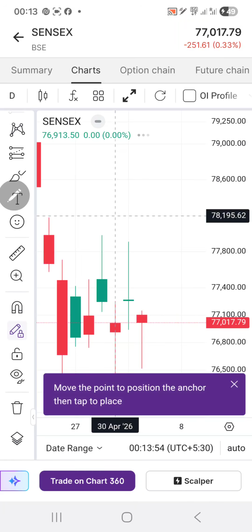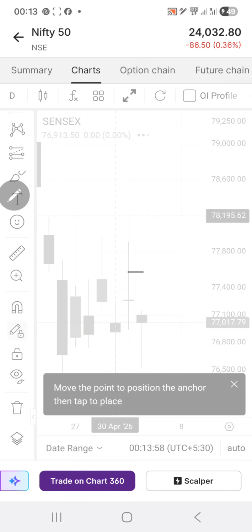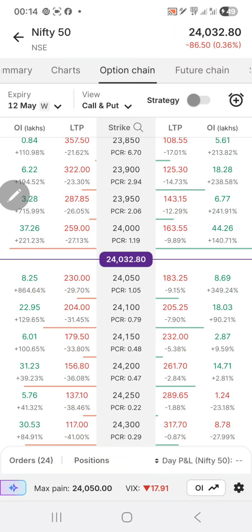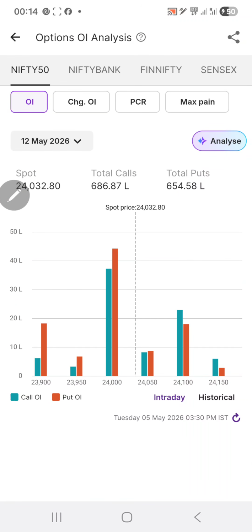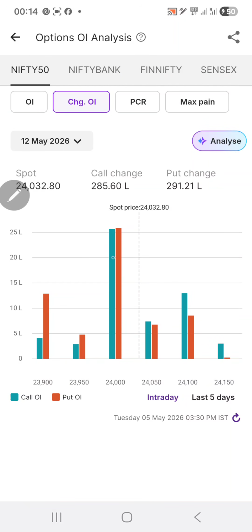So when we go to options, go to the option chain of Nifty, that is the 12th May, the second week of May expiry. When we check the change, we have to check how things are at this level. The market is at 24,000 exactly. The market has 24,000 call and put build ups, right? So 285 calls and 291, very close.